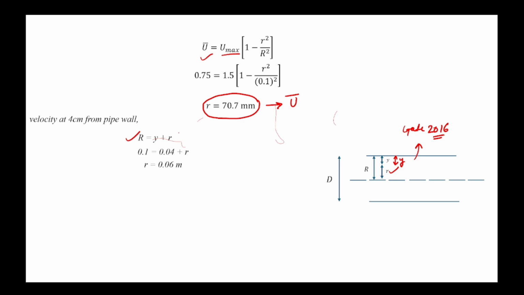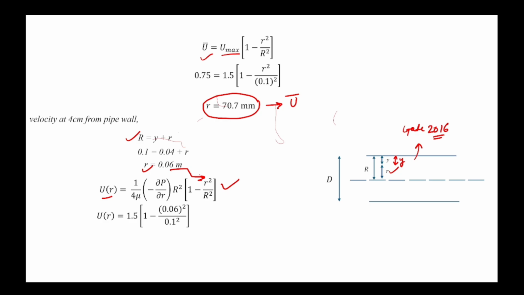So we have this formula again. I want to find the velocity at this radius, so I will put this value here and go for the velocity. This is Umax, so I put the value of Umax. Calculating, the velocity at radius equal to 0.06 is equal to 0.96 meter per second. This is the same location, 4 centimeter from the pipe wall.